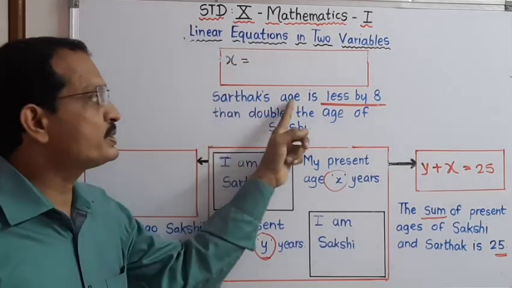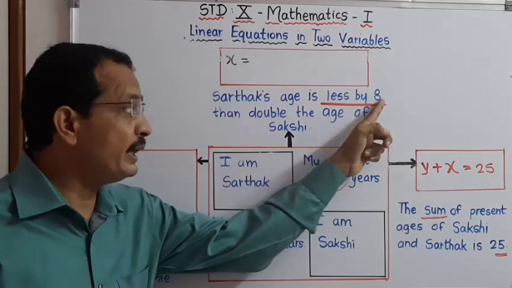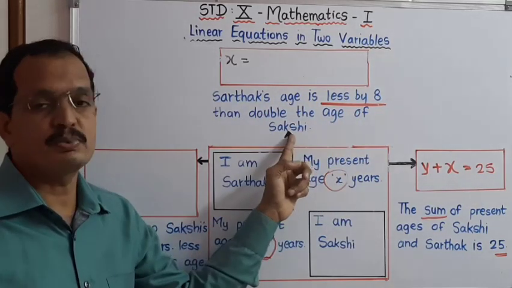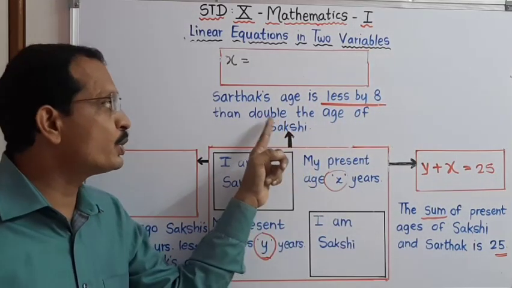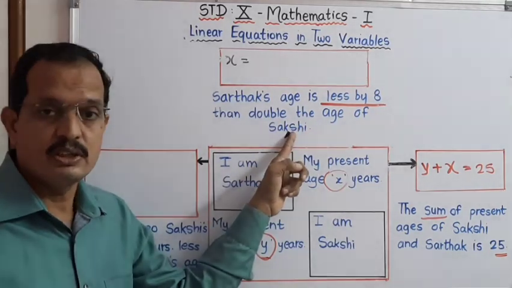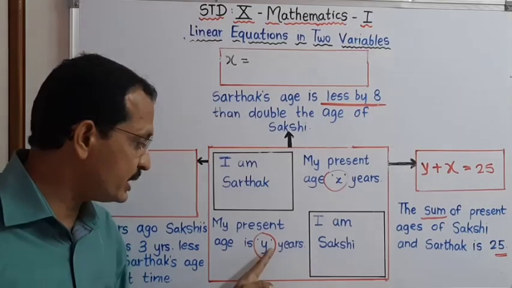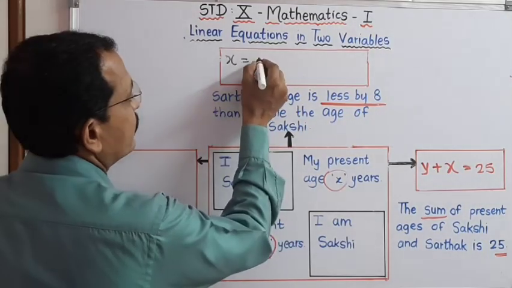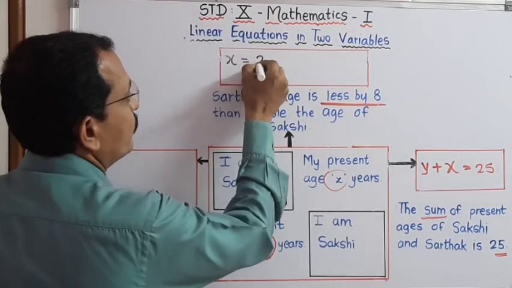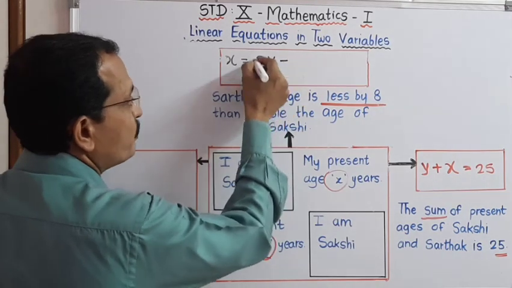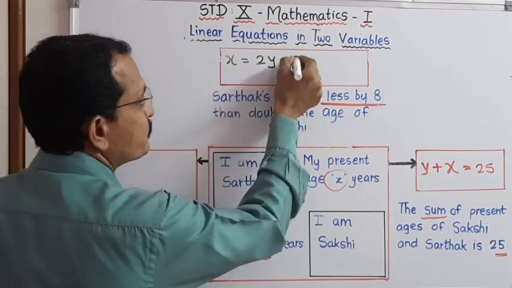We get the age of Sarthak by subtracting 8 from the double the age of Sakshi. Now for that purpose we have to make the double the age of Sakshi. For that purpose we must know the age of Sakshi. What is the age of Sakshi? It is Y. That means here it is 2Y minus, from this double the age of Sakshi we have to subtract the 8.